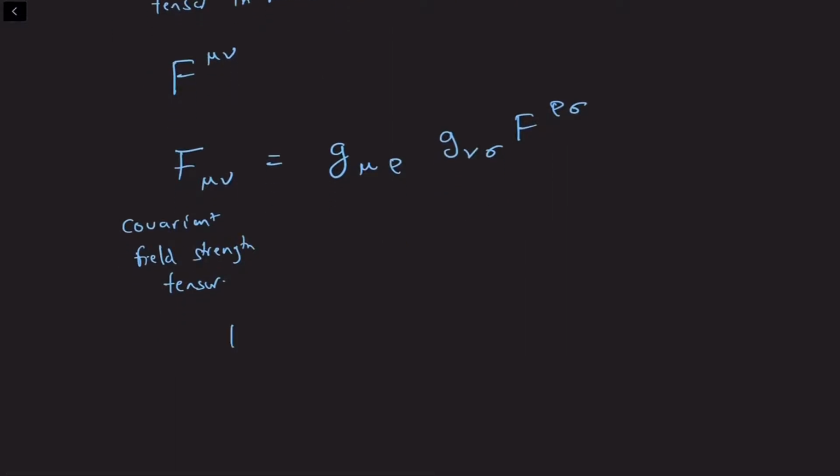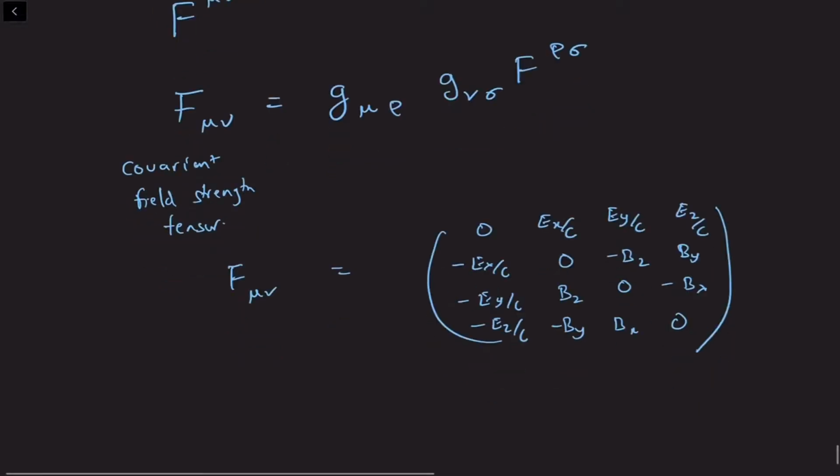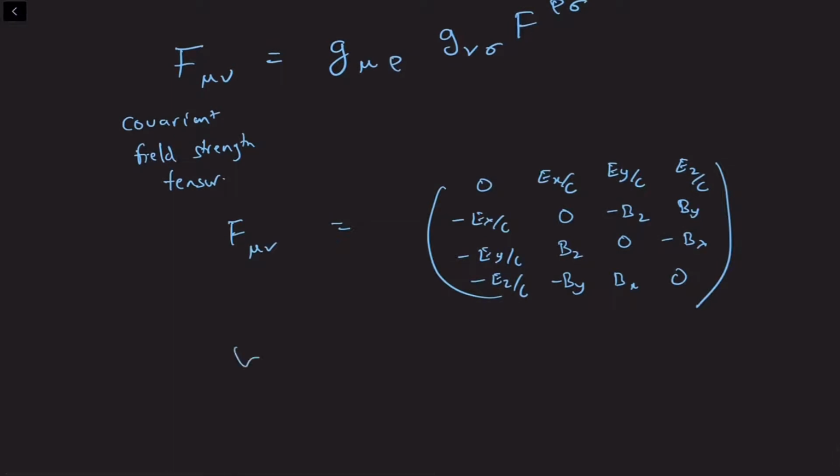Which in matrix notation, I can write down the components of this like so. Okay, so this would give me the covariant field strength tensor. Of course, this is not a different object. It's still made up of the same electric and magnetic fields, just written differently. And if you'll recall, a covariant index transforms using the matrix lambda transpose inverse.